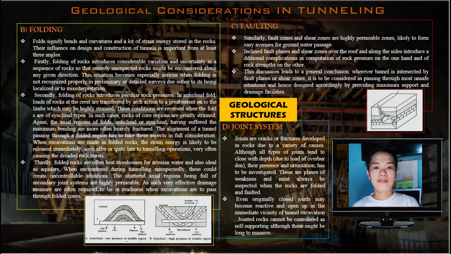In the case of joint systems, joints or cracks or fractures develop in rocks due to a variety of causes. Although all types of joints tend to close with depth, their presence and orientation have to be investigated. These are planes of weakness and must always be suspected when the rocks are folded and faulted. Even originally closed joints may become reactive and open up in the immediate vicinity of tunnel excavation. Jointed rocks cannot be considered as self-supporting, although these might belong to massive types.